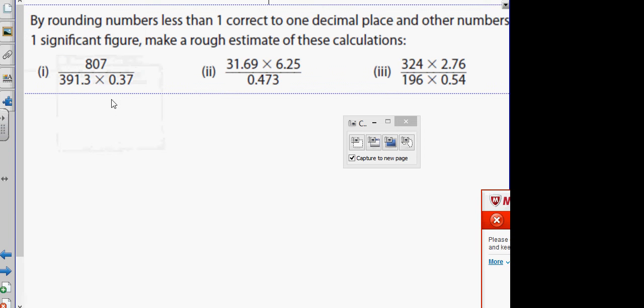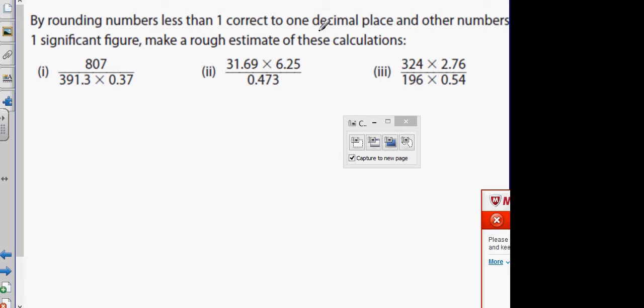So to do this, it says that we have to make any other numbers that are bigger than 1 to one significant figure. Right now the 807 has how many significant figures? 3. If I change it to 810, it has 2, and then finally I'm going to change it to 800, and then it has 1.